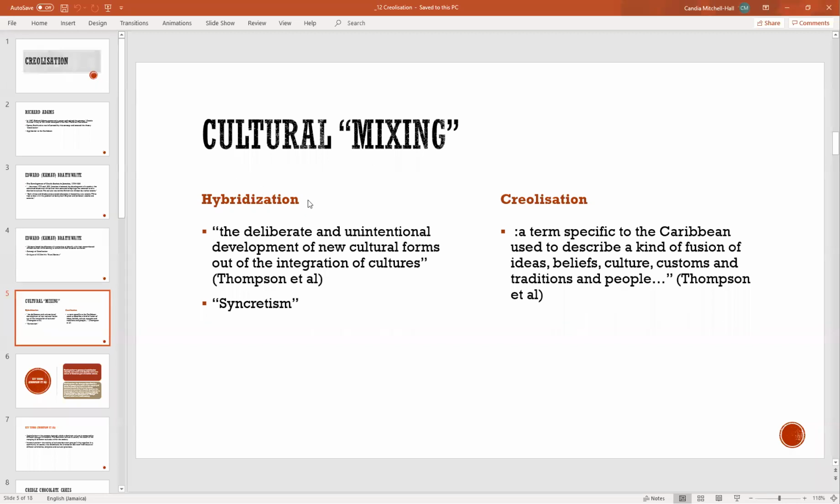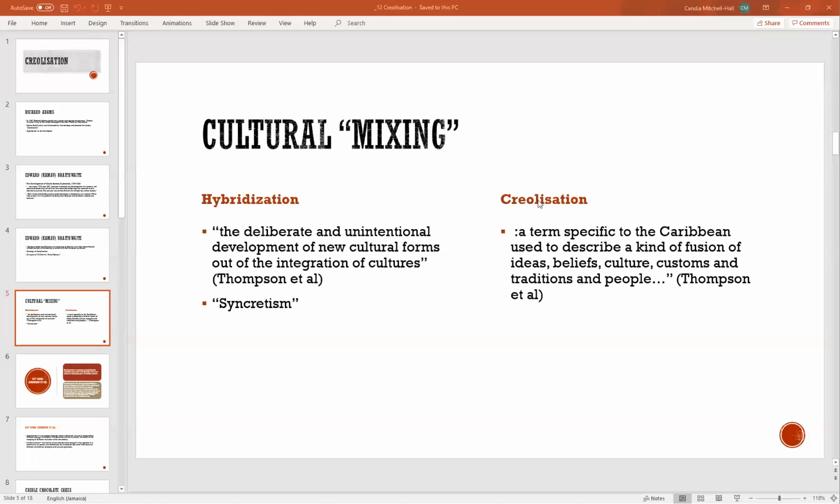Now, there are three terms that we need to come to grips with: hybridization, syncretism, and creolization. Hybridization is really a Western concept. If you want to talk about cultural mixing of different groups, or new cultural forms being created as a result of different cultures being integrated together, quite a lot of scholars, especially in Europe and North America, use the term hybridization. We also borrow the term to use in the Caribbean, and we also use the term syncretism or syncretization, which is the same concept. All three of them deal with mixing.